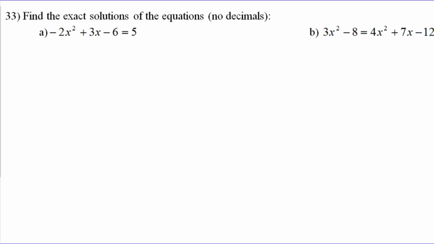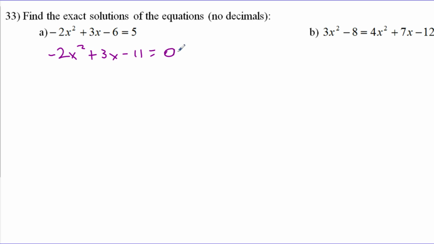Last problems. We're doing problem 4 on page 4, front and back. This problem is asking us to find the exact solutions with no decimals, which basically just means solve. It's already set up for us. If I see a squared, I want it set equal to 0, so I'm going to subtract 5 on both sides, and it becomes negative 2x squared plus 3x minus 11 equals 0.